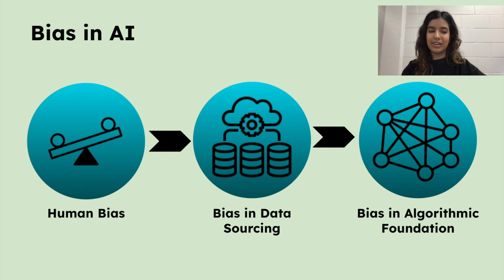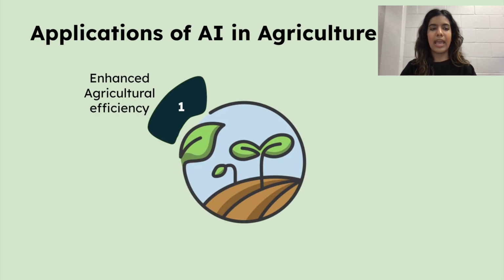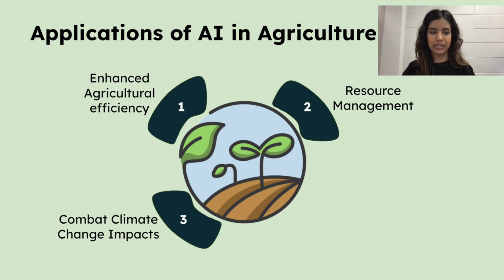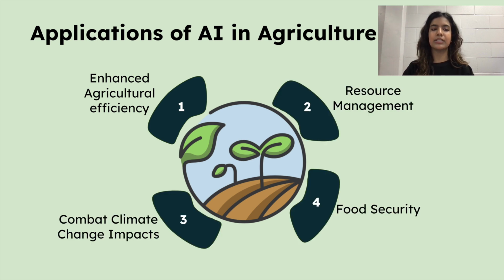Now let's go into the various applications of AI. AI is revolutionizing the agricultural sector, offering innovative solutions to enhance efficiency, sustainability, and productivity. By integrating AI technologies, agriculture can address some of the most pressing challenges it faces, including resource management, climate change impacts, and increasing demand for food due to global population growth.